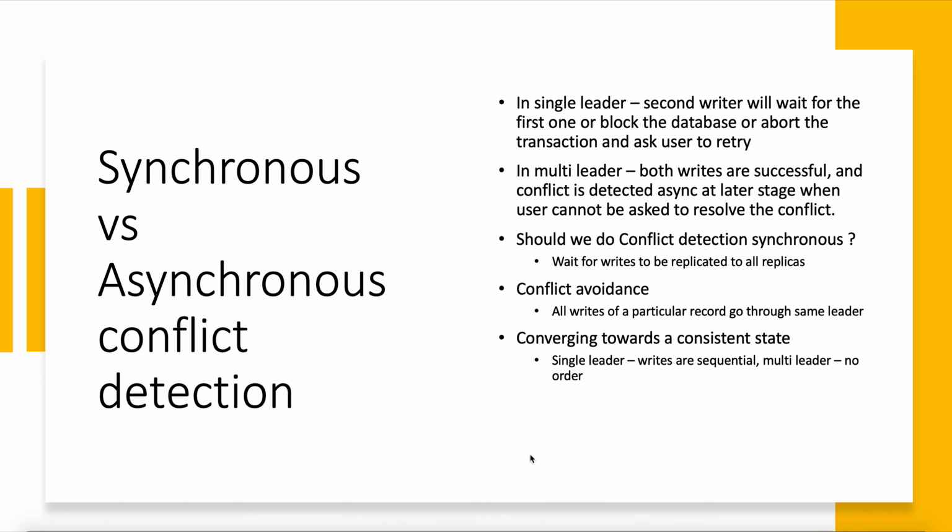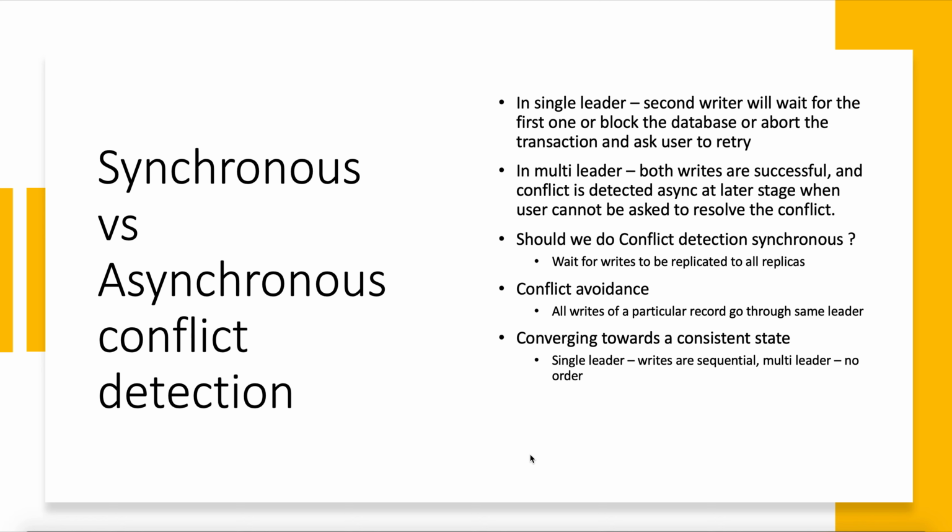But sometimes we might want to change the designated leader for a record because one of the data centers has failed, or we need to reroute the traffic to another data center because the user might have moved to a different location and is now closer to a different data center. In this situation, conflict avoidance will break down and we have to deal with the possibility of concurrent writes on different leaders. So now let's see how we will converge towards a consistent state.